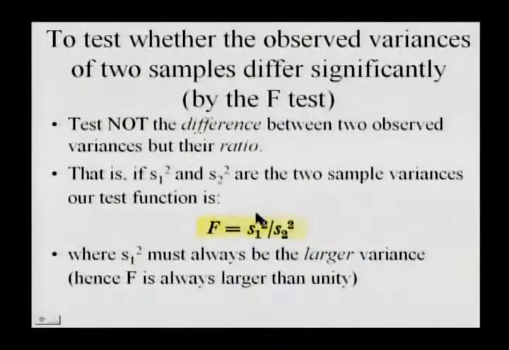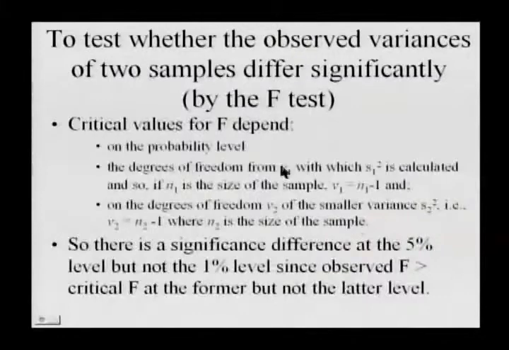So this is the approach for performing the f-test, to ask if the difference in the variances between the two samples is too large. Do they have virtually the same variance, or statistically the same variance? The critical values for F depend on the probability level and the degrees of freedom from your first sample, with which the variance is calculated. If n sub 1 is the size of the sample, then you have degrees of freedom of n sub 1 minus 1. And the degrees of freedom for your second sample, the smaller variance, s sub 2 squared, that is v sub 2, equals the sample size for the second sample minus 1, where n sub 2 is the size of your second sample.